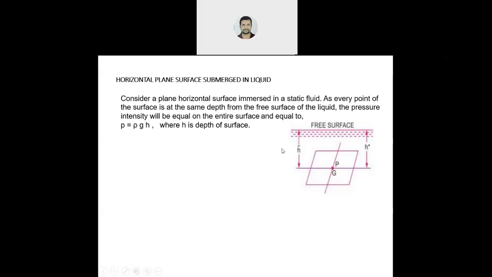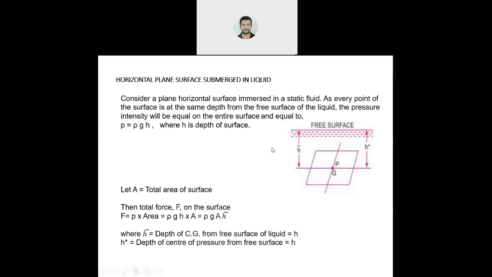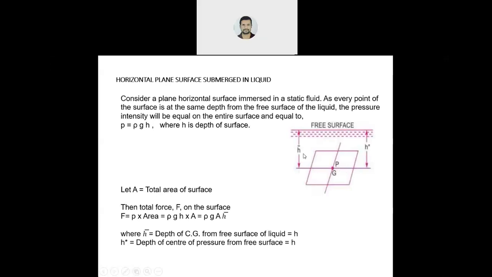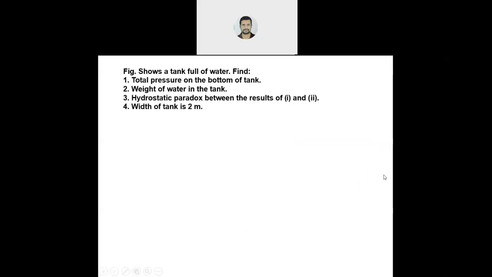So the force will be rho g A H bar, and H star is nothing but H bar. So this will be equal to this distance only. How much distance is it? You can see this height will be given to you from the free surface. What is the distance of this horizontal plane surface? So it will be the same. Clear? H bar, H star or H will all be the same for the case of a horizontal surface.